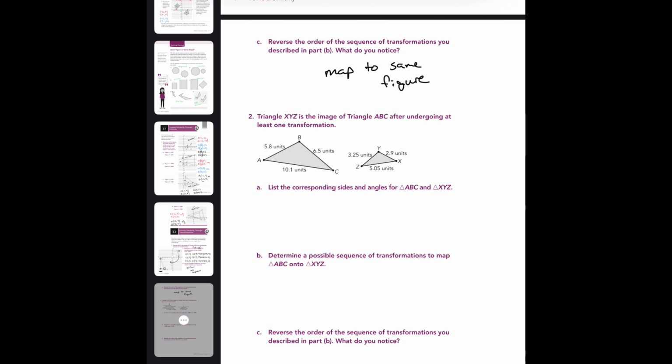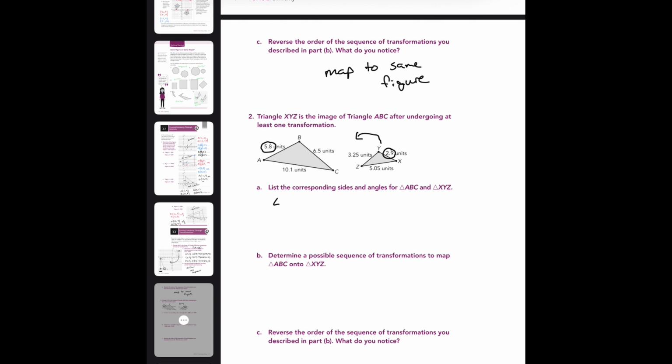Triangle XYZ is the image of triangle ABC after undergoing at least one transformation. List the corresponding sides. Well, the first thing I'd look at is the side length. For instance, on this triangle, the smallest side is 2.9, and the smallest side on this one is 5.8. So my guess would be, if we're going to match up corresponding sides and angles, those sides would correspond. So imagine if this one was flipped over, so that side corresponds with that side.